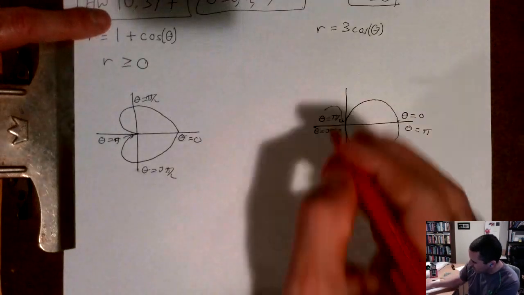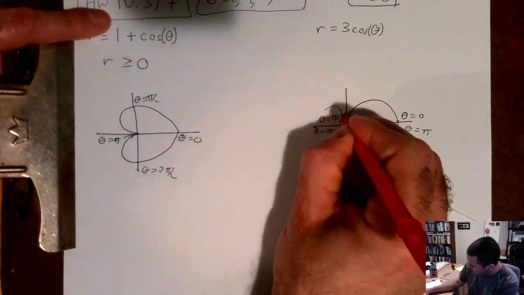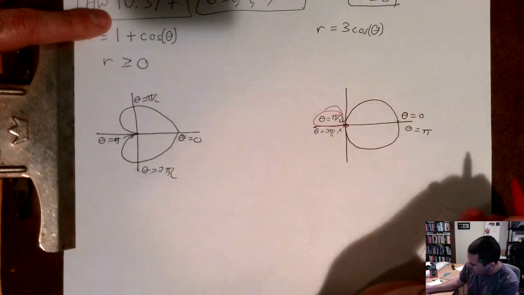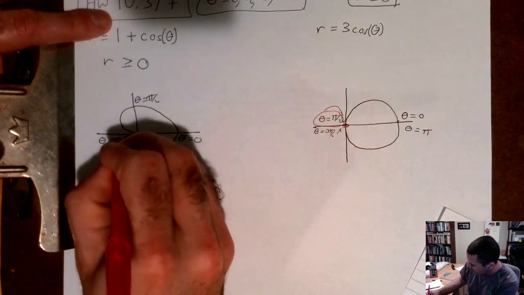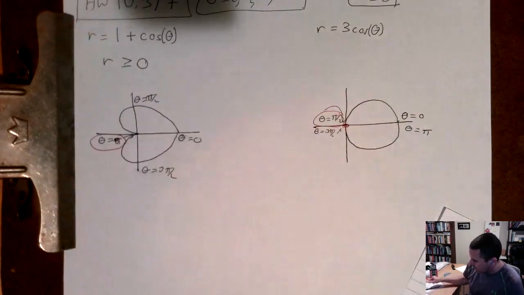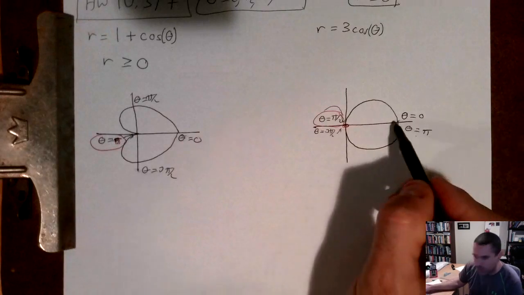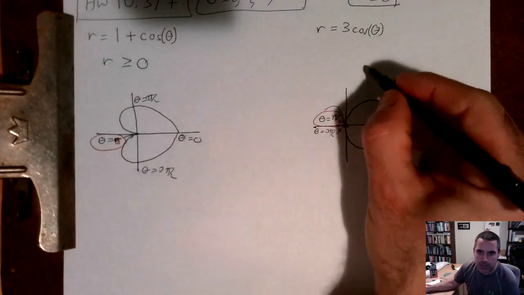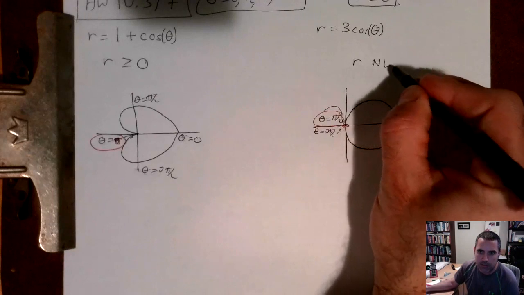The big comment here is you'll notice that when this is at the origin, it's pi over 2. When this one's at the origin, it's pi. When this one's pi, it's over here. So this one's unusual because r can be negative.